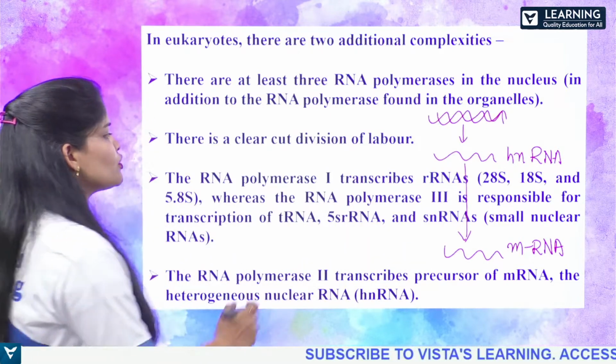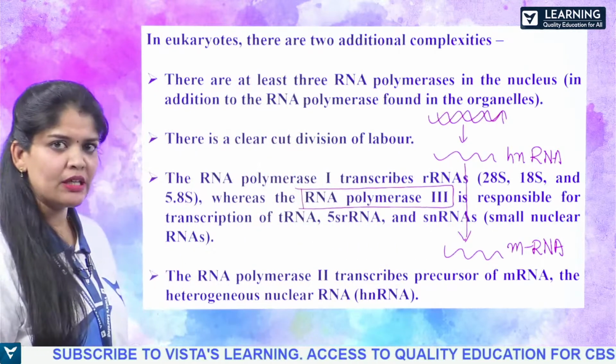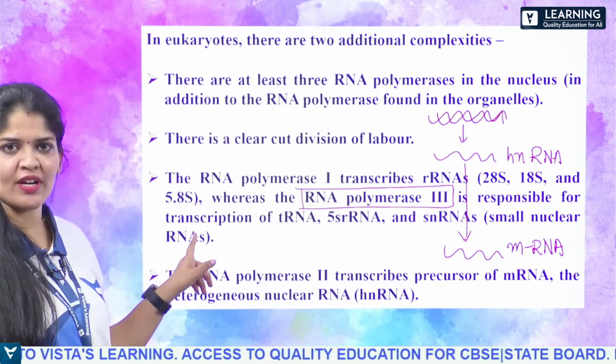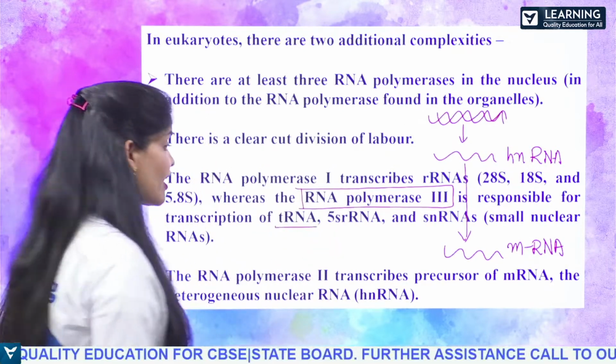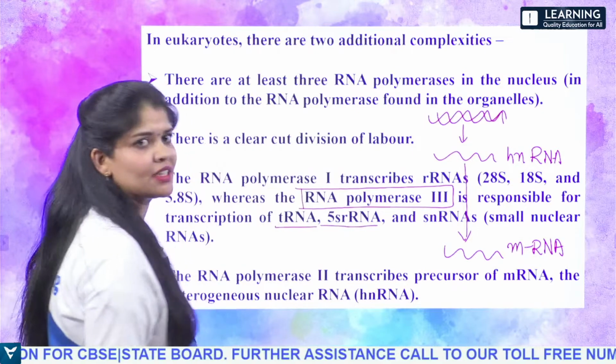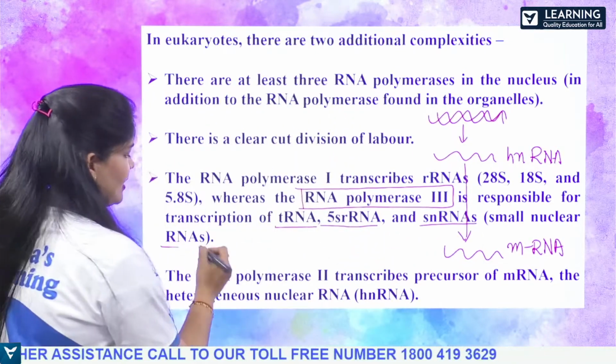Now, moving on to RNA polymerase 3. RNA polymerase 3 is responsible for transcription of tRNA, 5S rRNA, and snRNA. snRNA is small nuclear RNA.